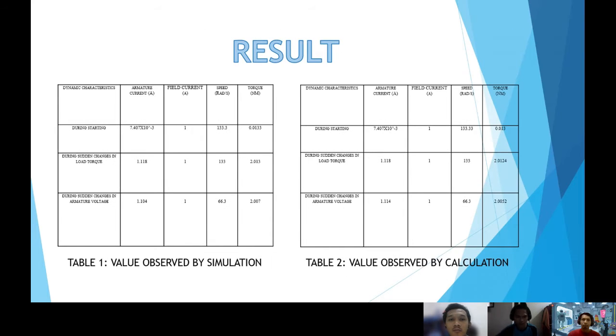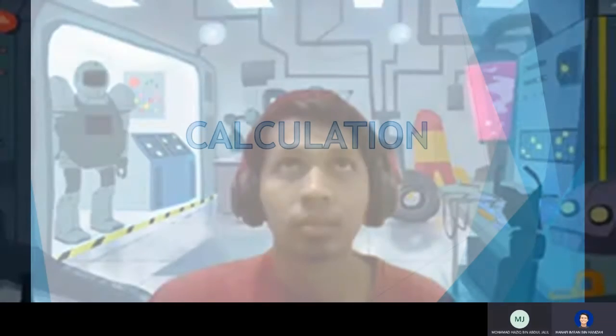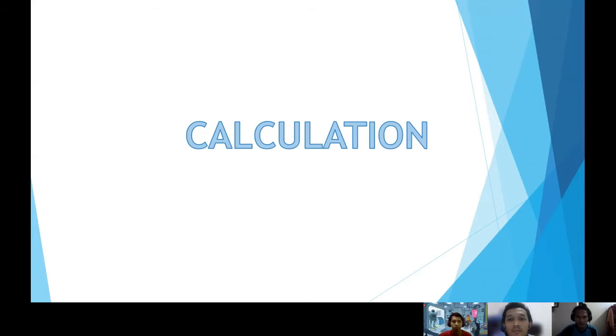So this is a table for the results. On the left is table 1, which is the values observed by simulation. All the results obtained by simulation are in this table, which contains armature current, field current, speed, and torque. The same goes for table 2, which is the values observed by calculation. For this part, I will pass to Ashraf.